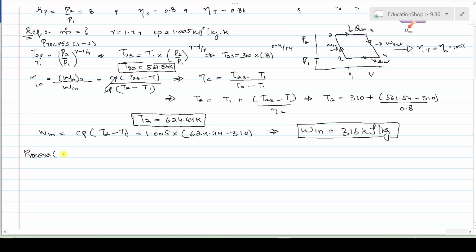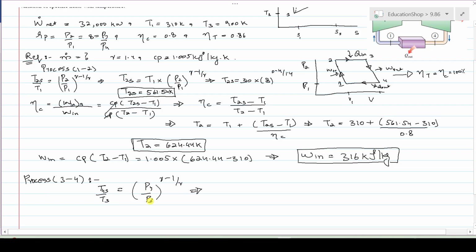Consider the process 3 to 4, that is isentropic expansion. T4S divided by T3 is equal to (P4 divided by P3) to the power (gamma minus 1) divided by gamma. Remember, this is P4 divided by P3, so it is the reciprocal of the pressure ratio. So here I can write like this. After solving this on calculators, you will get the T4S value, and it is 496.8 Kelvin.